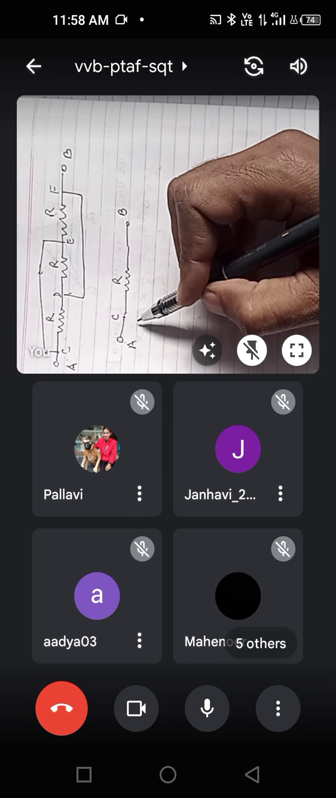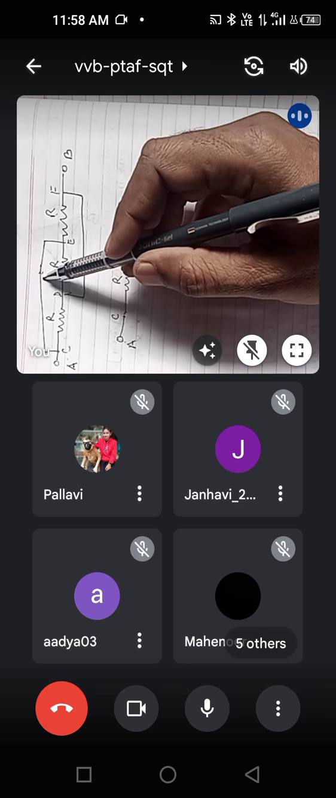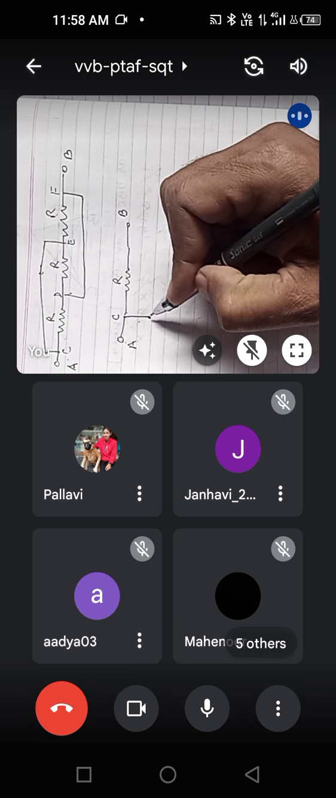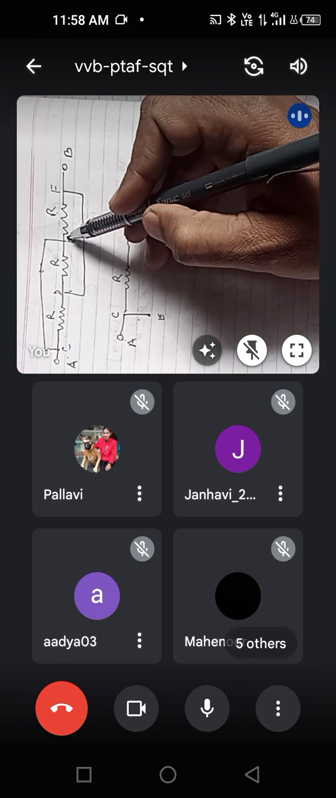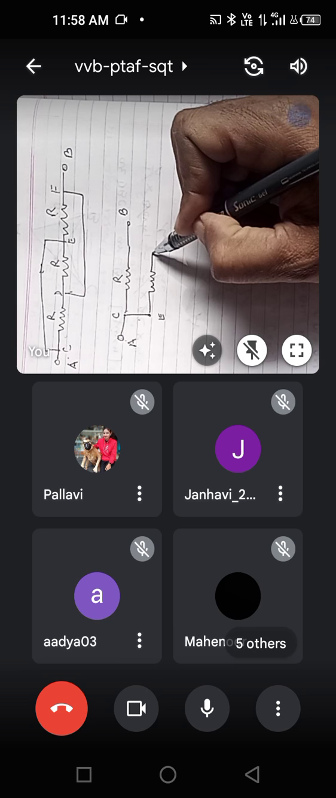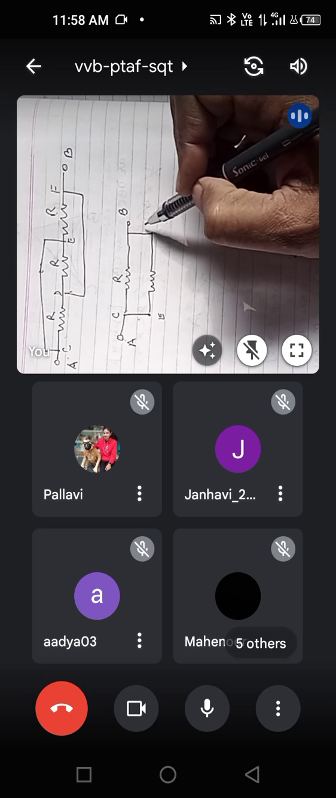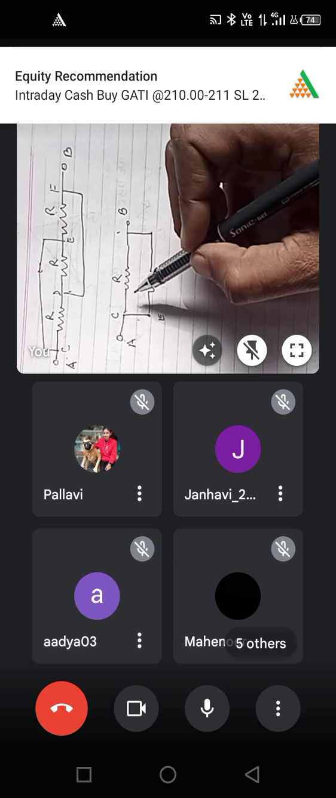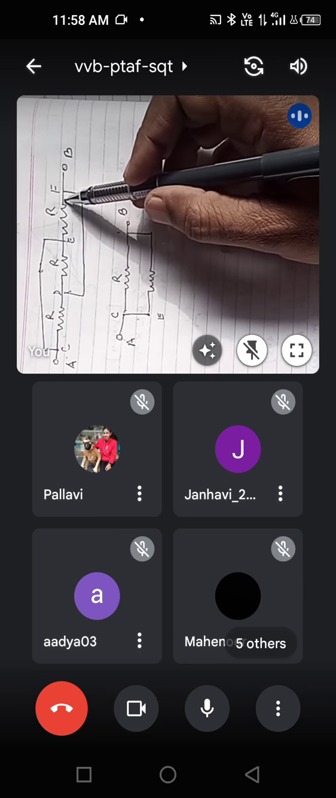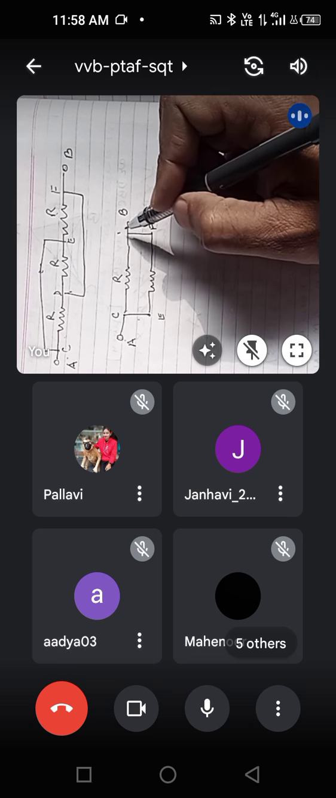Next you see, from C the current again goes to E. At E there's a resistance and then it reaches B. So it goes this way and finally it reaches F. So C it moves to E, and from E it goes to F. This point is F, right?